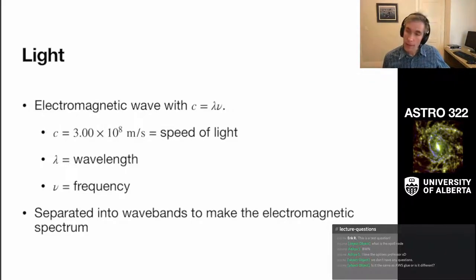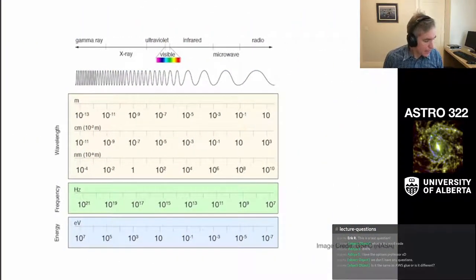Lambda is the wavelength of that wave, nu is the frequency, and that gives us everything we need to know about light, but we give it words. Those words are that we separate light into chunks based on the electromagnetic spectrum. And that electromagnetic spectrum, here's a graphic from NASA, we basically describe light based on any of its properties.